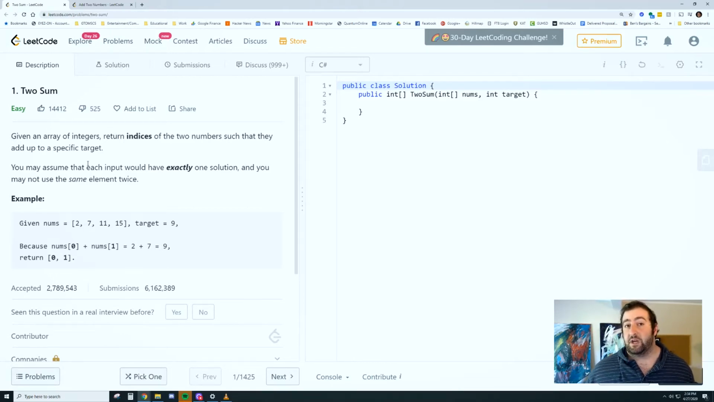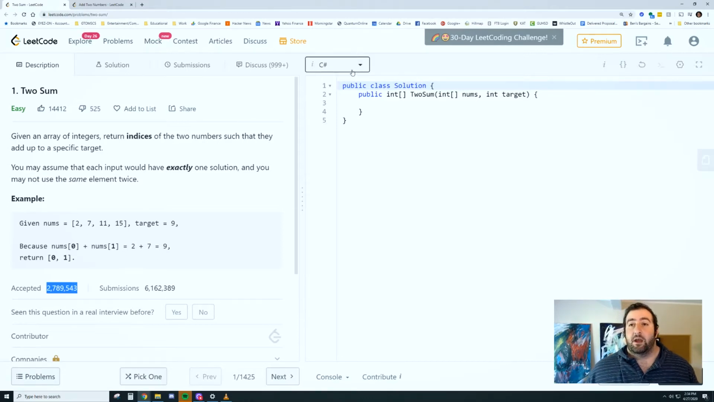So this problem is titled Two Sum. It's an easy one, and I think a majority of people solve this problem. Looking at accepted versus submissions, it looks like almost 50% of people have successfully submitted this answer.